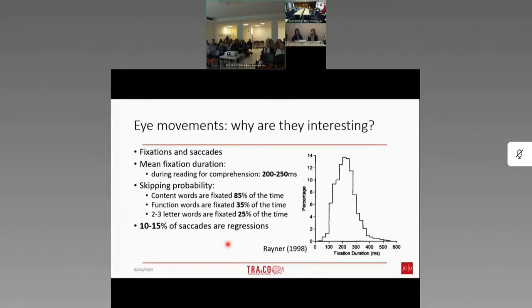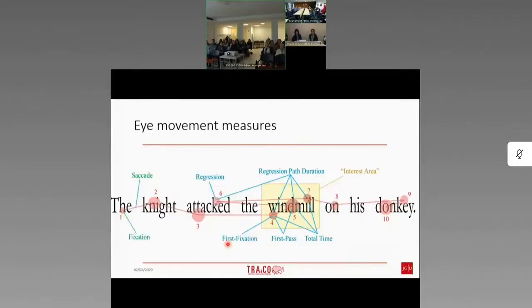And this is the distribution of fixations. The average is between 200 and 250 milliseconds. But you can get very short fixations around 100 milliseconds or even shorter, or very long ones of 600 or even more milliseconds. So we're talking about milliseconds. This is still very fast.